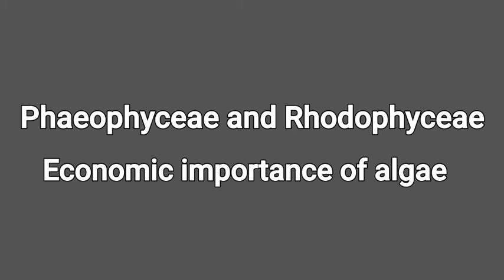Okay. Then today we will discuss the other two classes of algae, Phaeophyceae and Rhodophyceae, which are given in your NCERT book for more study. Okay. The Phaeophyceae is commonly known as brown algae. Phaeophyceae have the pigments chlorophyll A and C and phycoxanthin. Rhodophyceae is commonly known as red algae.